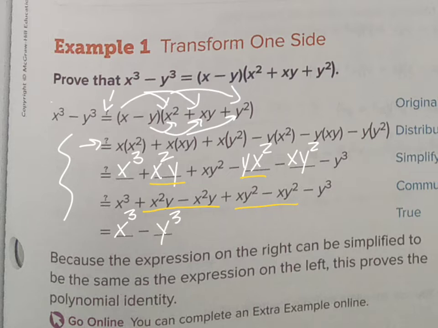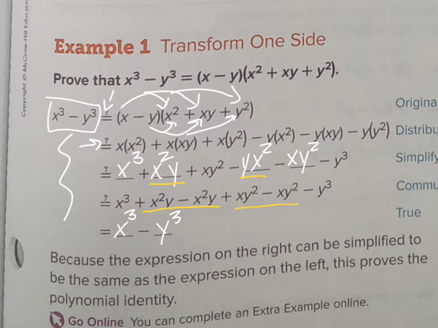And sure enough, that is the same as the left-hand side. And so we have just proven, with air quotes, that these two sides are the same. That's essentially all we're doing.